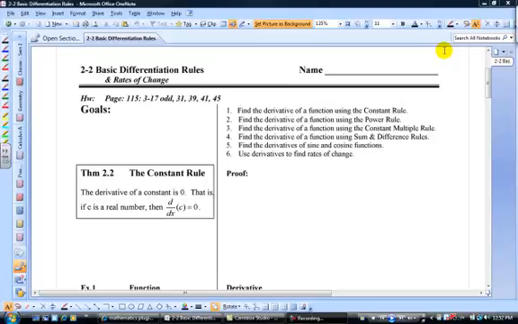This is Mr. Ainsworth, and we're going to get into Section 2 of Chapter 2 on the basic differentiation rules. That's a big word here today. We have a lot of things to do, so take a look at the goals here. You can read them on your own.